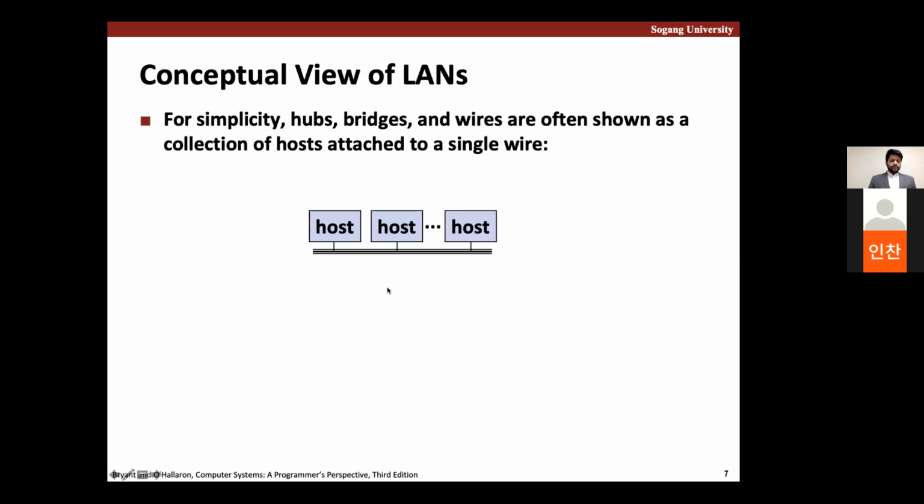Okay, so in order to simplify these LAN figures, we draw the hubs and bridges and the wires that connect them on a single horizontal line. So we just show the hosts, and then all the hosts are connected through a horizontal line. We box all those bridges and the ports and the hubs, so that we just say, okay, all these hosts are connected to each other. That's actually a conceptual view of how people look at the LAN. So we don't show the Ethernet segments inside the pictures.